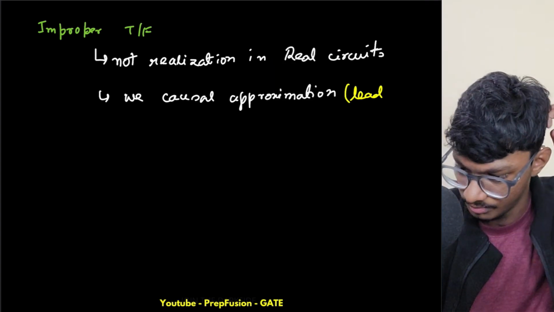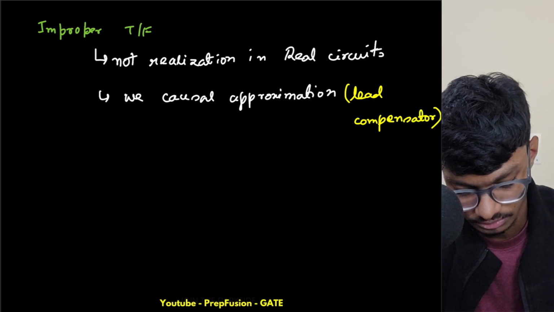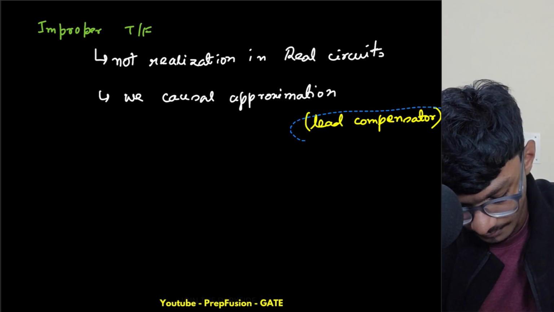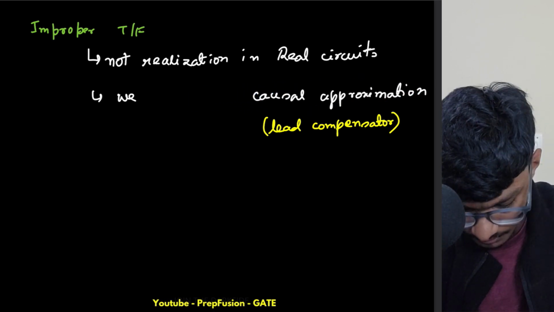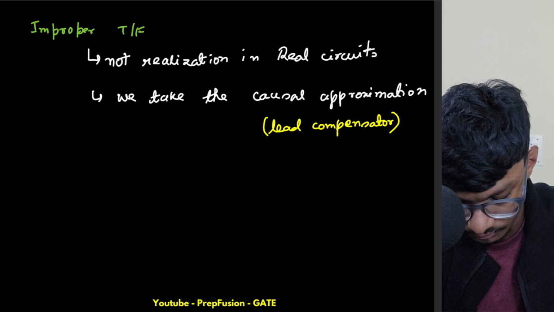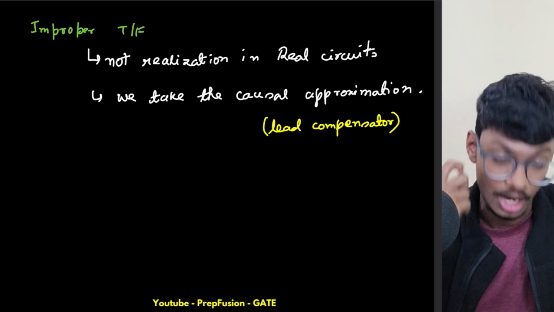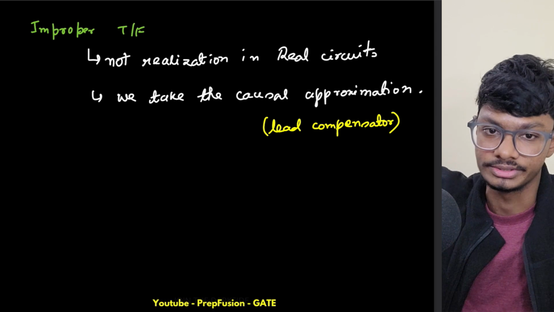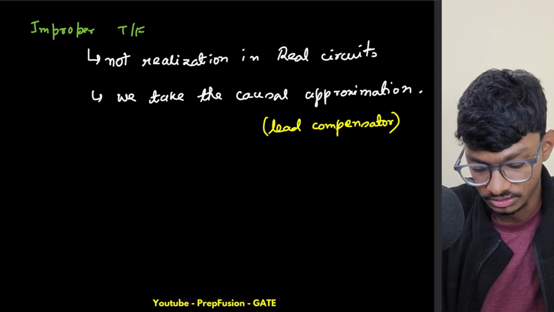So we will study about that compensator later. I just want to say it here. Okay, so yeah, we take the causal approximation. Now how do we take the causal approximation? Basically, we add a pole with this PD controller, which is very far away from the origin, so that it won't affect anything. Just to make the system realizable, just to make the system causal. Okay, because this system is non-causal.